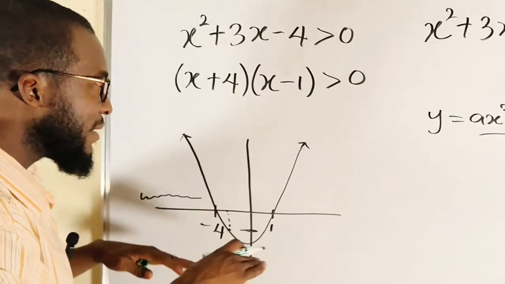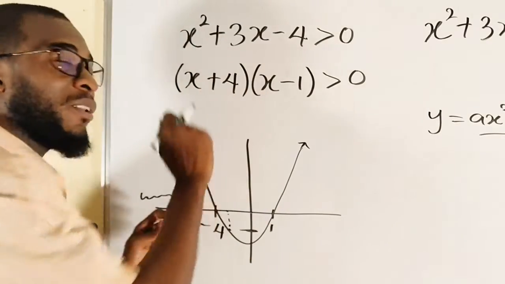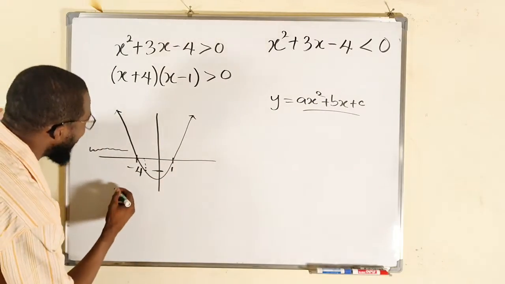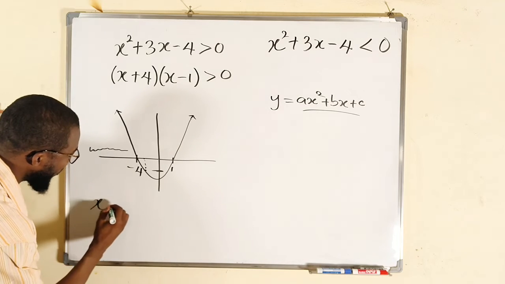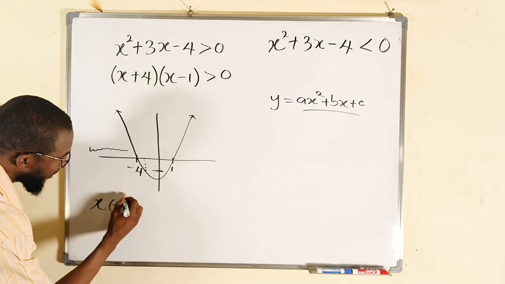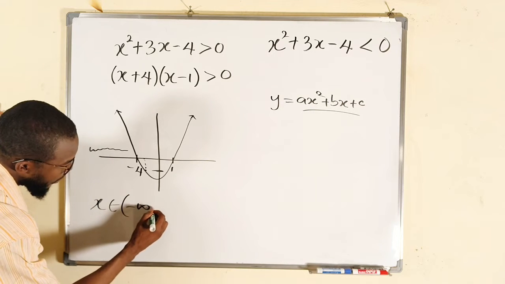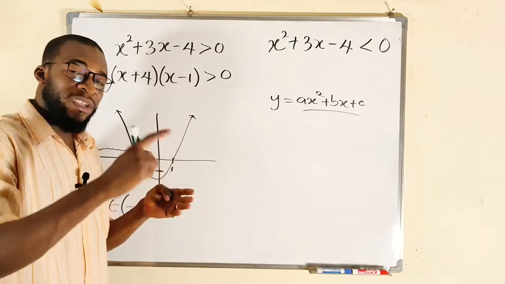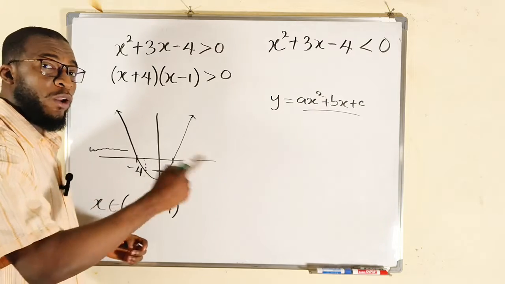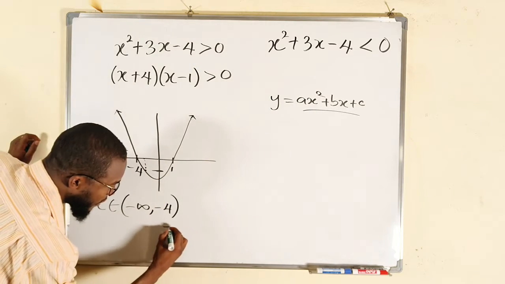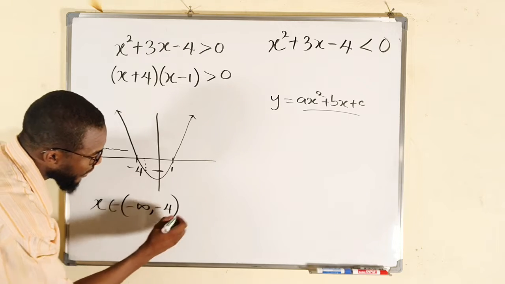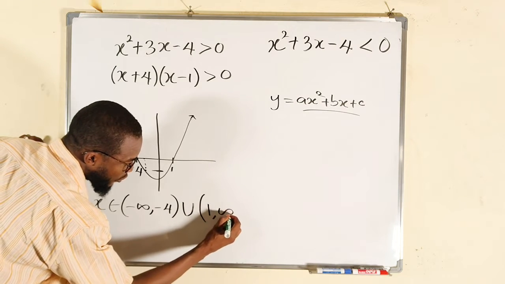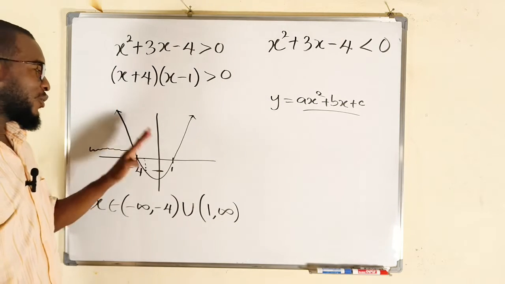That is the only place you could get a value of x substituted into the expression, and the value of y will be greater than 0. So our solution here will be what? X values that will satisfy will be from -infinity to -4, excluding -4 because the inequality is just greater than 0. But suppose it is greater or equal to, we have to include -4 by using square brackets, something like this. The union, we join the other solution from 1 to +infinity. And this is said to be the solution to this problem.